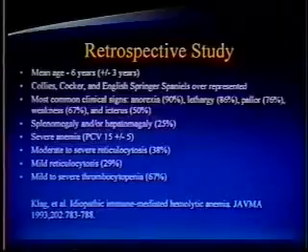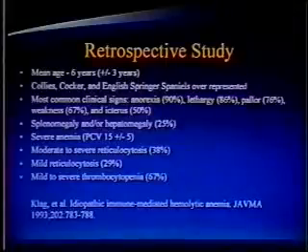This is a retrospective study that was done on animals affected with immune-mediated hemolytic anemia. Their average age was about 6 years of age, plus or minus 3 years. Collies, Cocker Spaniels, English Springer Spaniels were overrepresented. The most common clinical signs were anorexia at 90%, lethargy at some 86%, white membranes at some 70%, weakness, and icterus. Splenomegaly and hepatomegaly was present in roughly a quarter of the animals.